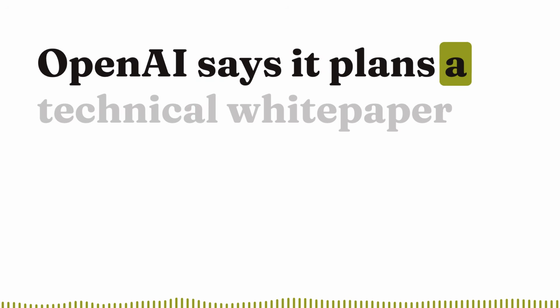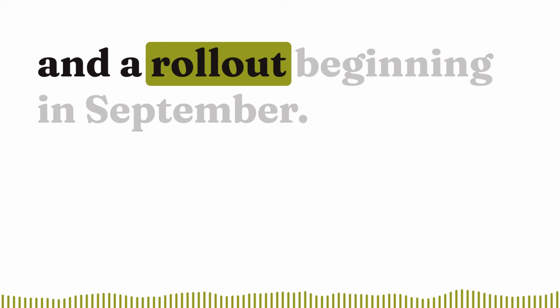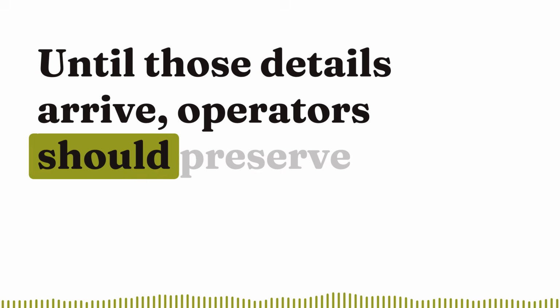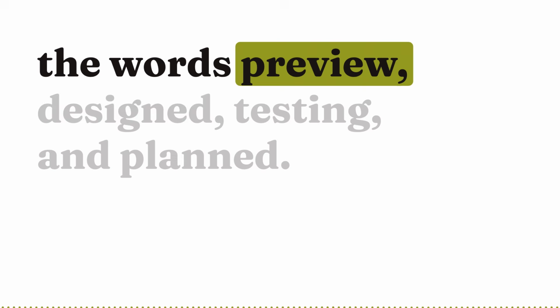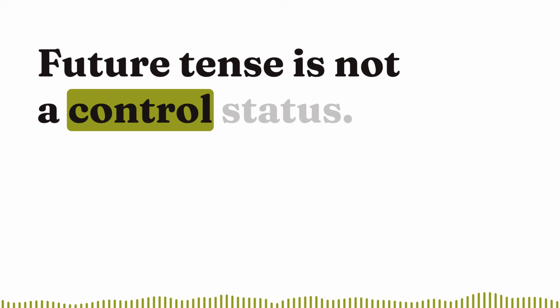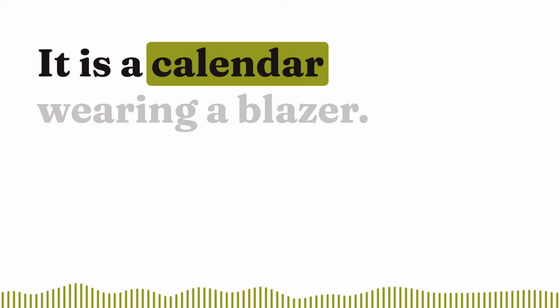It is not a reason to describe every current deployment as using private safety processing. OpenAI says it plans a technical white paper and a rollout beginning in September. Until those details arrive, operators should preserve the words preview, designed, testing, and planned. Future tense is not a control status. It is a calendar wearing a blazer.